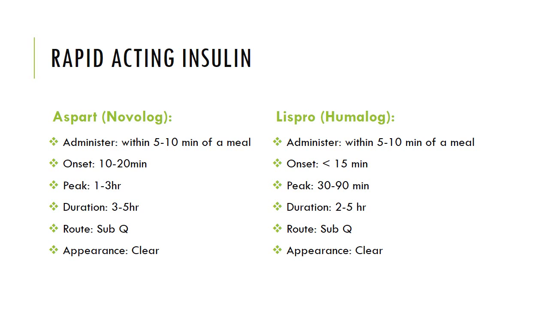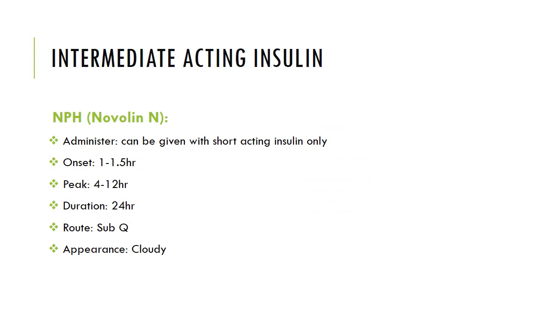For Humalog, you want to administer it again within 5 to 10 minutes of a meal. The onset is less than 15 minutes. The peak is 30 to 90 minutes. The duration is 2 to 5 hours. The route is subcutaneous and the appearance should be clear.